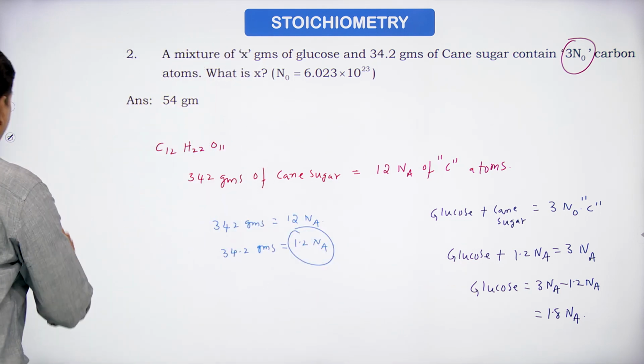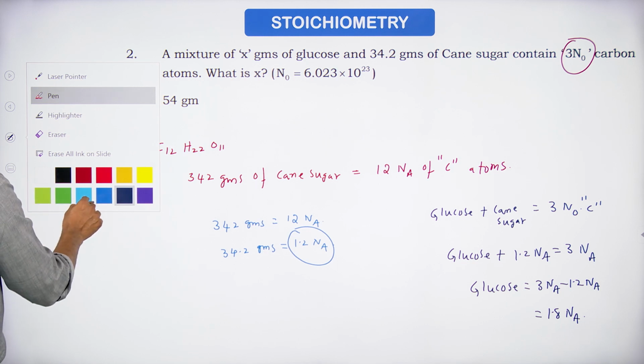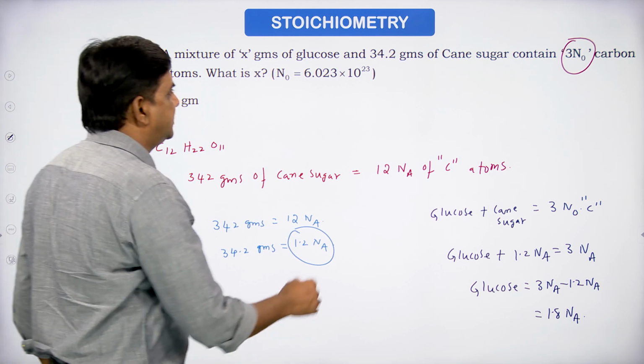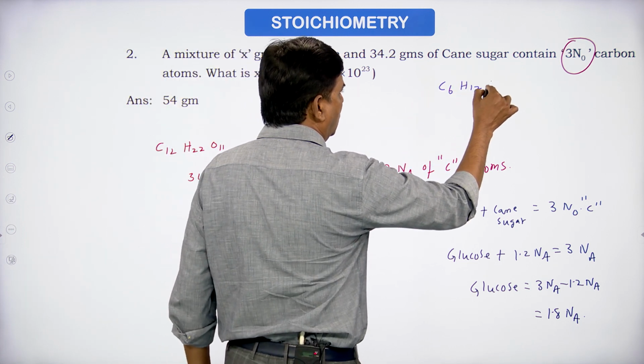Now, if you take the molecular formula of glucose, the molecular formula is C6H12O6.